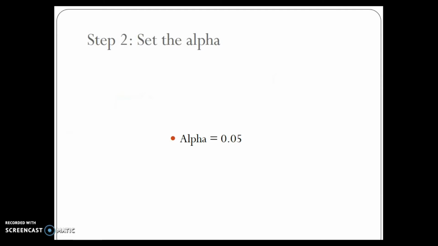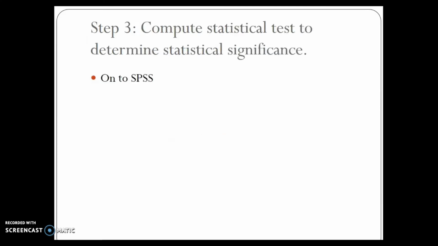So step 2 here, set up the alpha. The alpha is going to be 0.05. We'll stick with that. That step's easy. Let's move on to step 3: compute a statistical test to determine statistical significance. So this is where we're going to use SPSS like we have been for our workshop.